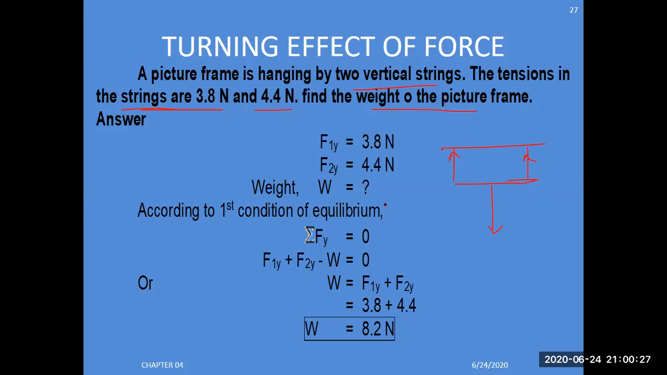We apply the first condition of equilibrium: the sum of forces. Because it's not moving to the right or the left, we are not considering the horizontal component, the X component. The only components are the vertical components. Tensions are acting in the upward direction, weight is acting in the downward direction. The frame is at rest, it's not moving up or down. When it is at rest, we have to see what forces are balancing each other.